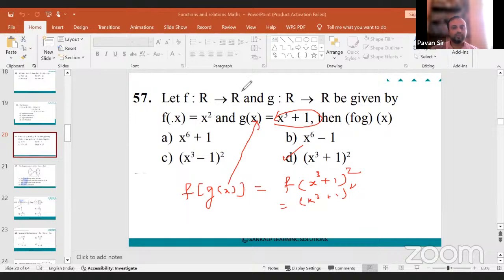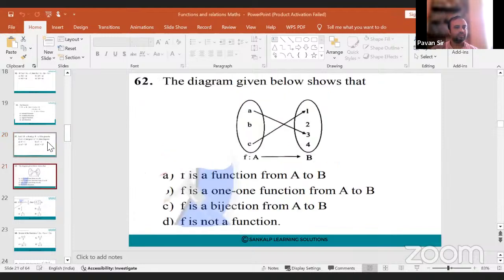Yes, next one. We move on to the next question now. Okay. Next question is like this. The diagram given below is given over here. Just check the diagram. F from A to B it is. It is the set A and it is the set B. It is f from A to B.